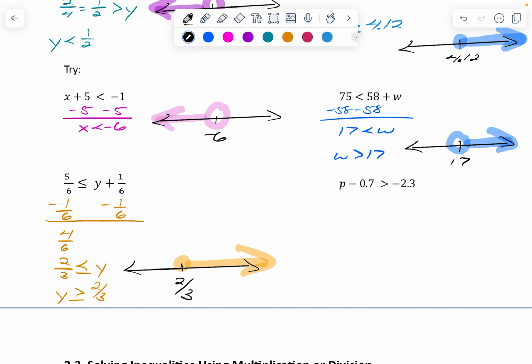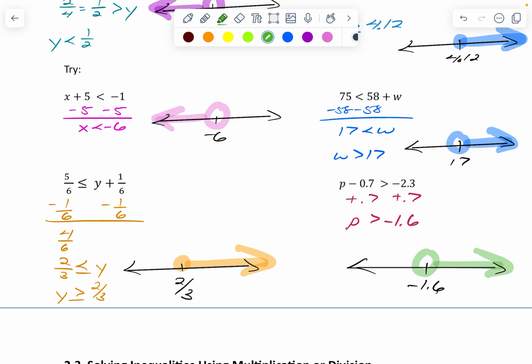And finally, we have our decimal, and we're going to add 0.7 to both sides. 2.3. Looks like we get p is greater than negative 1.6. So we draw our line. Negative 1.6, and we are going to have an open circle and greater than, and there you go.